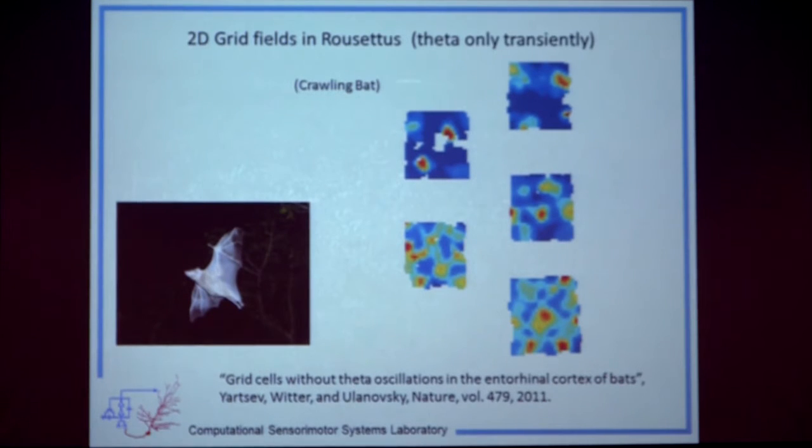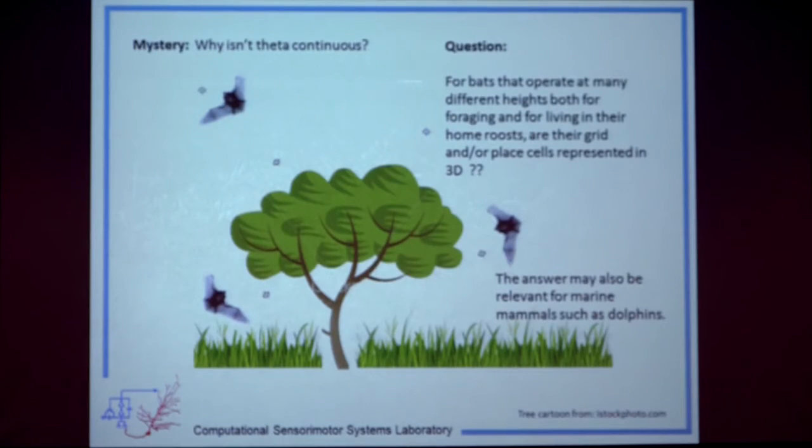And the exciting thing, of course, is that what this implies in the rat is that as the rat's running around, it's maybe actively always trying to remember where it's been. And so it's in a slightly different mode. With bats, unless you vocalize, you're not going to get data about the environment. So we have kind of a mystery: why isn't theta continuous for bats? And then a larger question, which is the one about 3D.